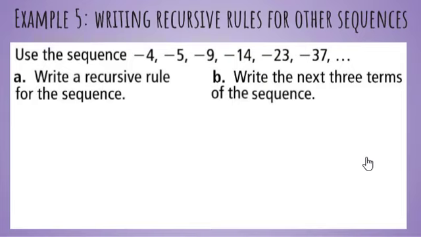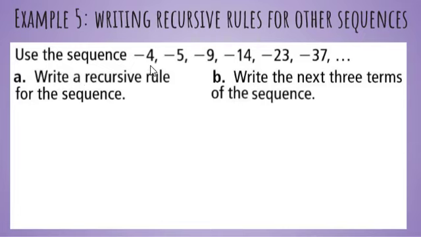Example 5 is now looking at another type of sequence. So we've mainly been focusing on arithmetic and geometric sequences. And so we can use recursive sequences to write rules for other sequences that are not necessarily adding or subtracting or multiplying or dividing by the same amount each time. So for our sequence here, we have -4, -5, -9, -14, -23, and -37. And we need to write a recursive rule for this.